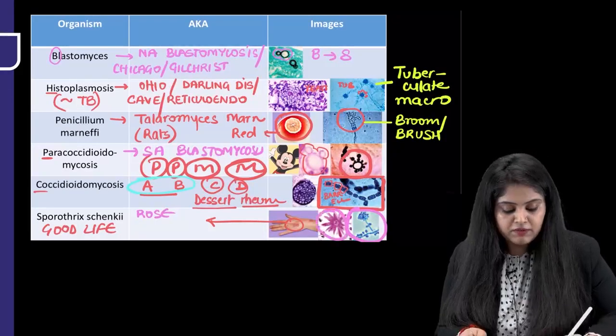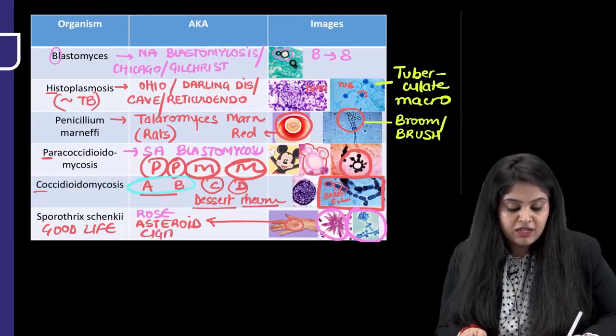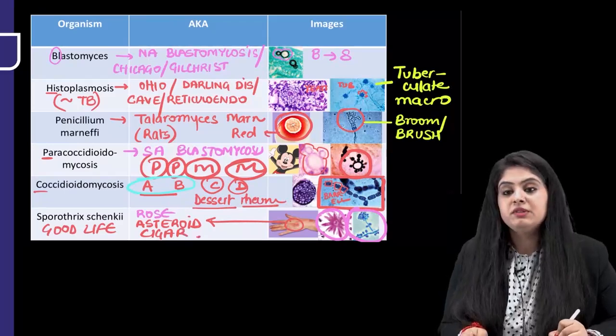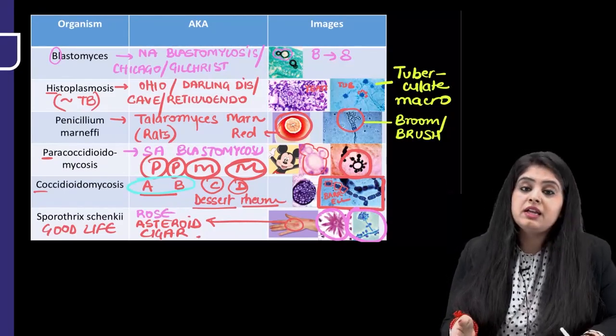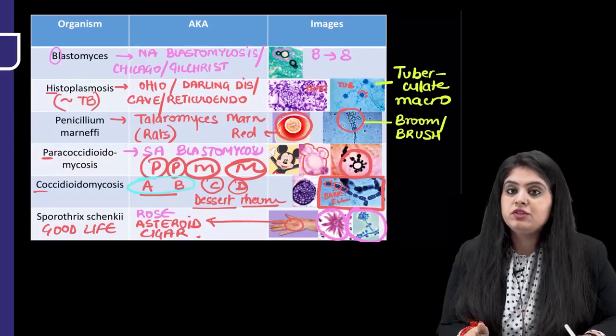What body will you see? We will see the very famous star-shaped body, that is asteroid. Who is in the center of the asteroid? We have the good life cigar. So the cigar body is also going to be seen. So that's a very quick 2-minute recap of all the dimorphic fungal organisms. Body heat probably changes shape.